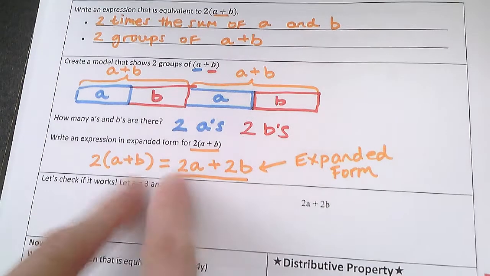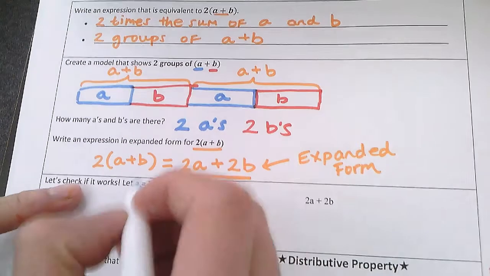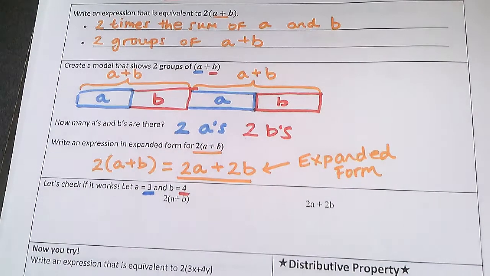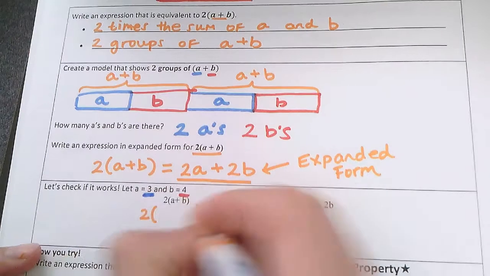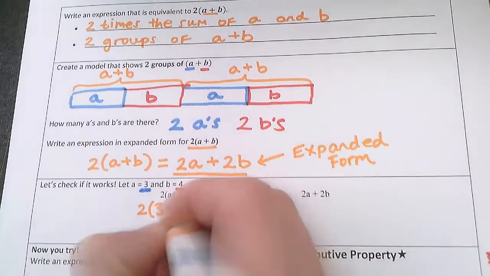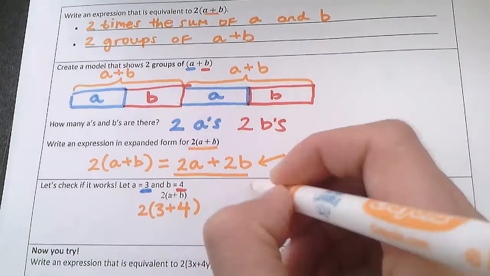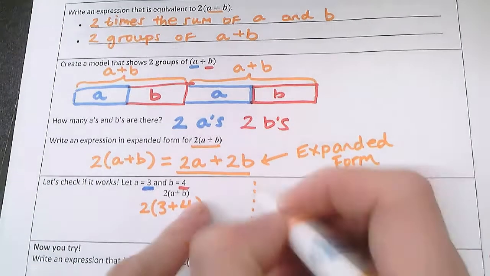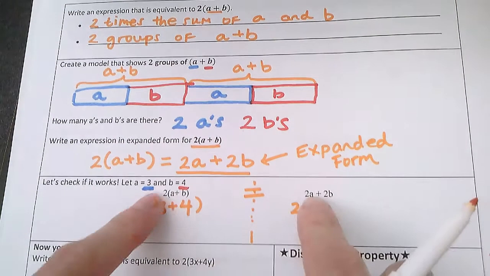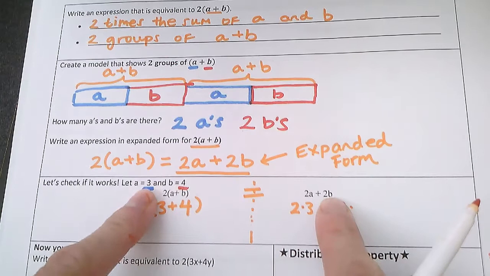So we've done this. Now let's check to see if this actually works, if this is really the same thing as this. Let's let A, instead of A, let's use the number 3, and instead of B, let's use the number 4. So 2 times, in parentheses, instead of A, it's 3, and then plus B, which would be 4. Okay, that's one side here. Draw a little line here separating the two. Is this going to be equal to this? This would be 2 times A. So it'd be 2 times, and then instead of A, we're saying let's make it 3. So 2 times 3 plus 2 times, and then B is 4. 2 times 4.